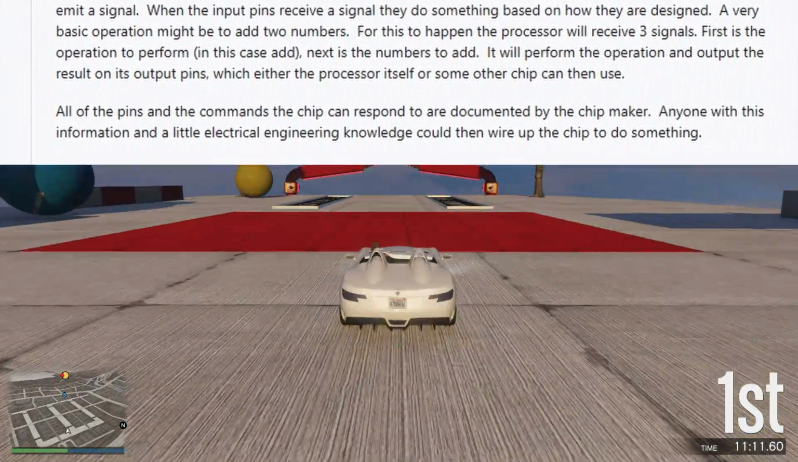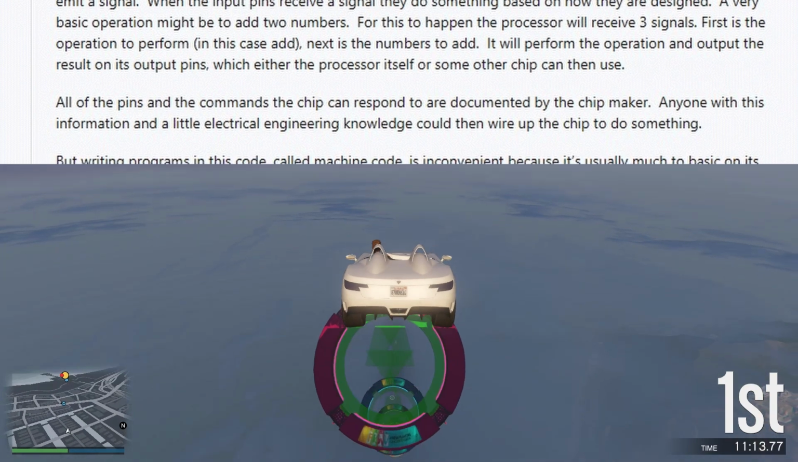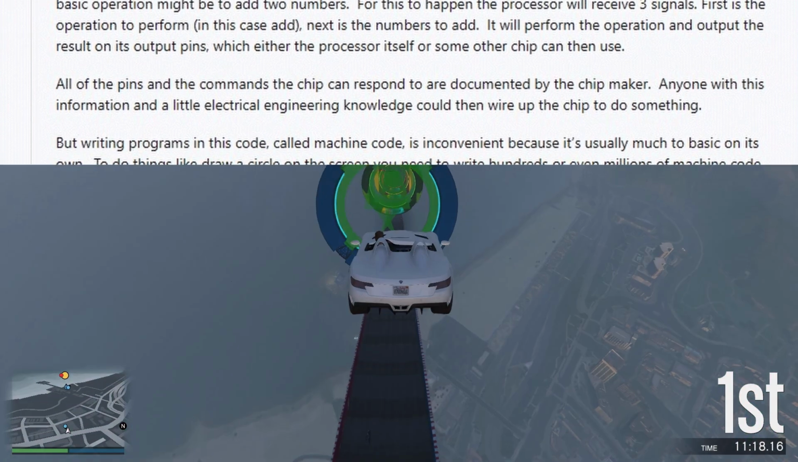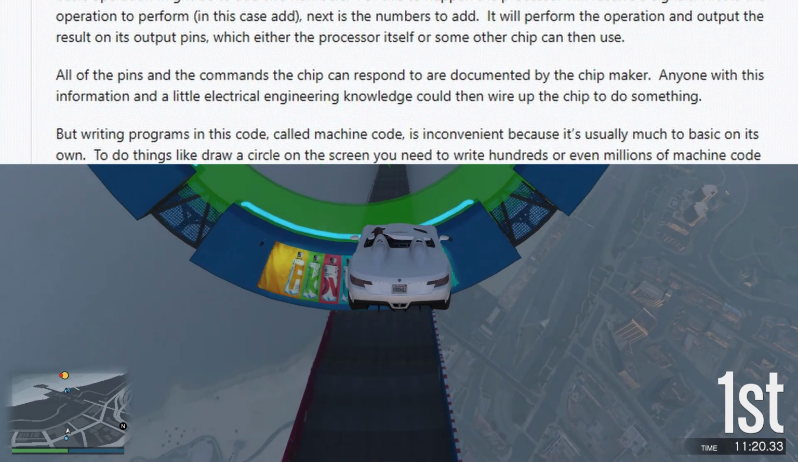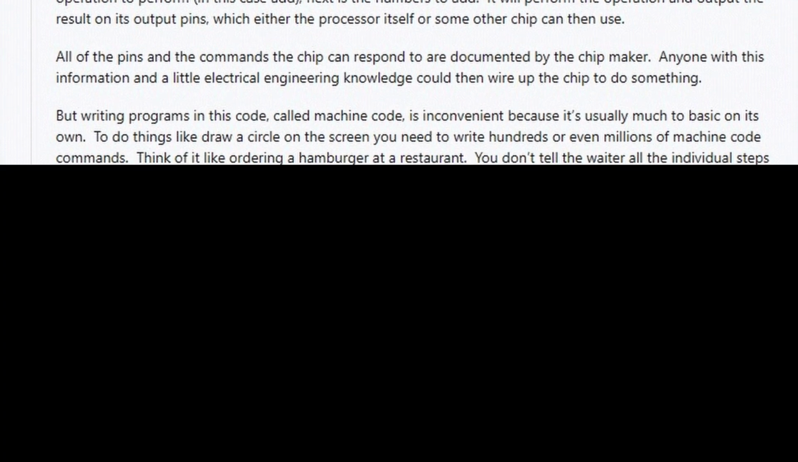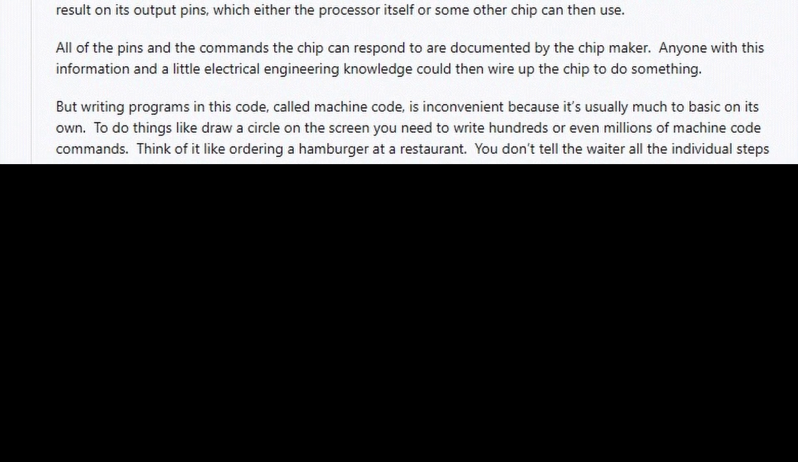All of the pins and the commands the chip can respond to are documented by the chip maker. Anyone with this information and a little electrical engineering knowledge could then wire up the chip to do something. But writing programs in this code, called machine code, is inconvenient because it's usually much too basic on its own.